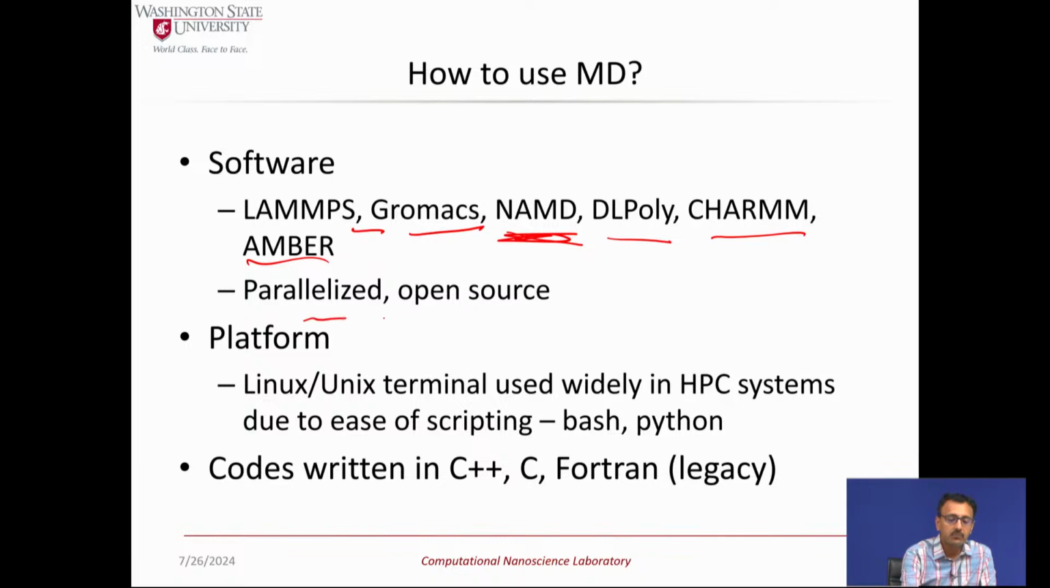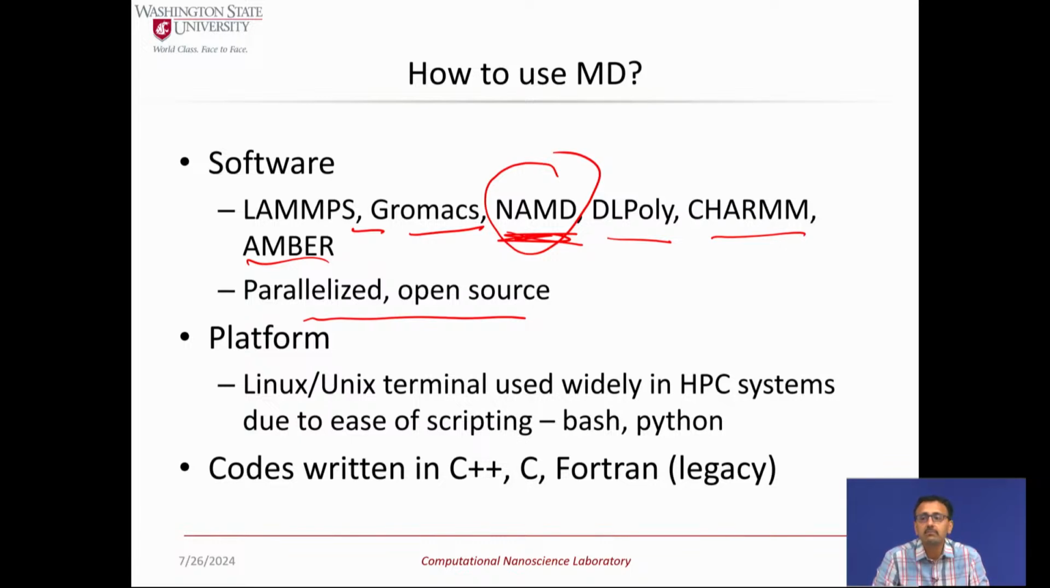The key aspect for most of these software is, like I said, they're open source and parallelized. Some of them are massively parallelized. For example, LAMMPS is one of the most efficient software out there for running on massively parallelized systems. You're talking about thousands of cores if necessary. So is NAMD. NAMD is also massively parallelized.